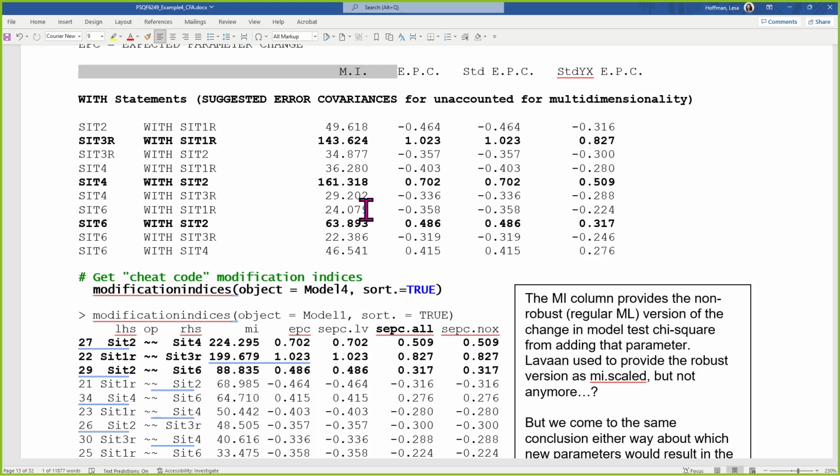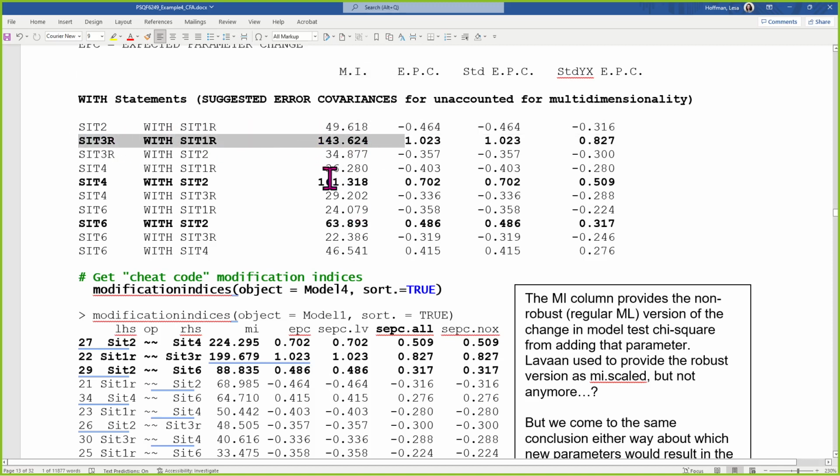Okay. So our chi-square was like 309. So this would be like, hey, if you let items 1 and 3 be related, your chi-square would go down by 143. And if you let items 2 and 4 be related, it would go down by 161.